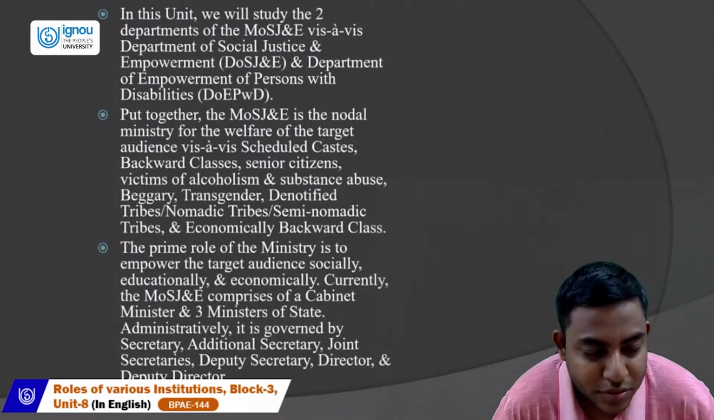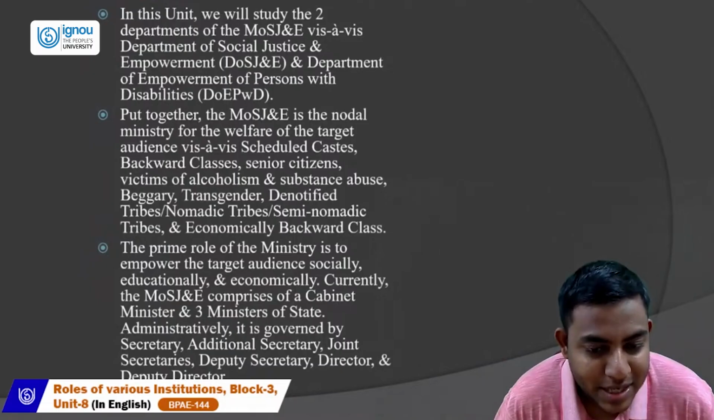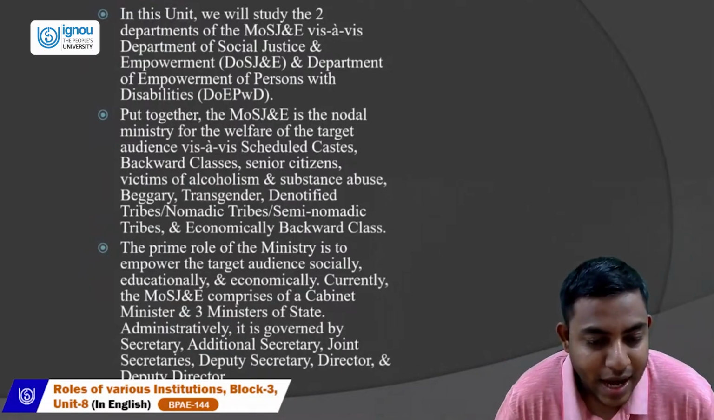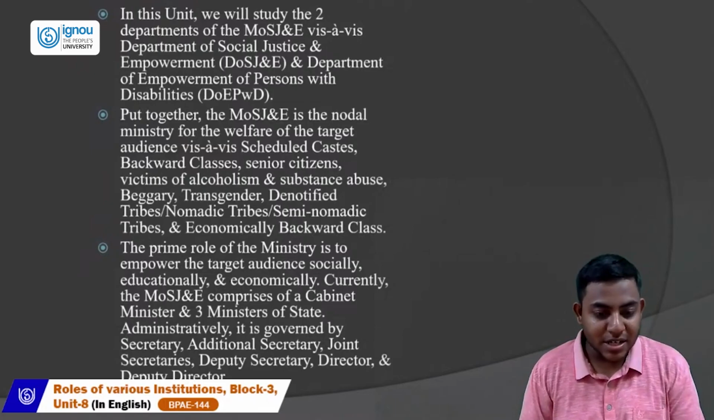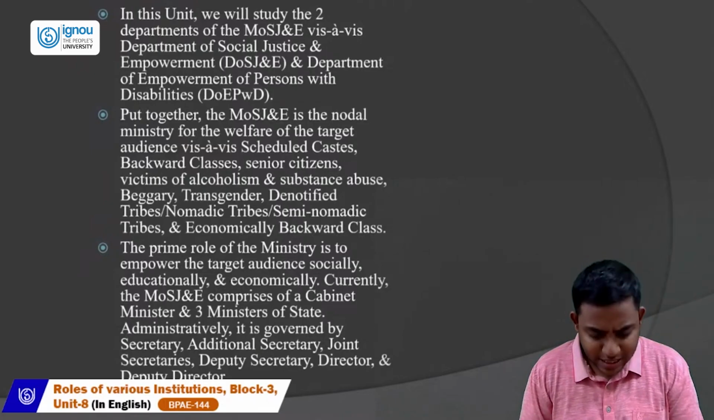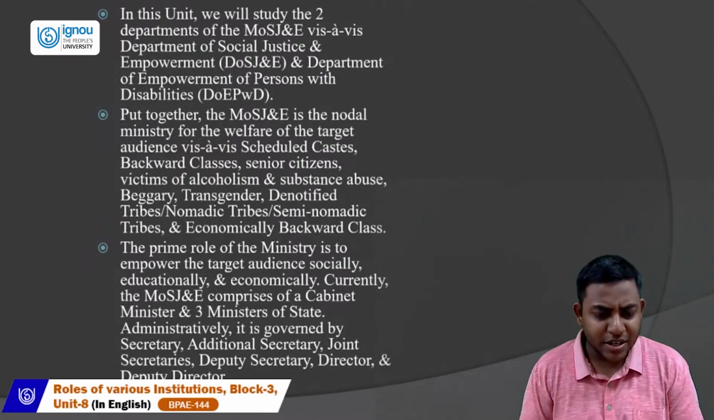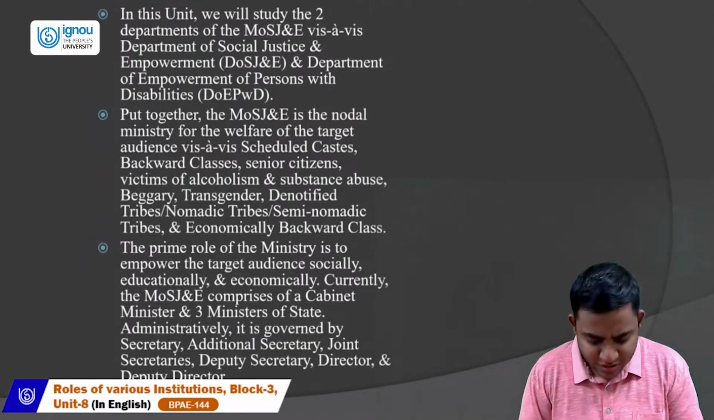Currently, the Ministry of Social Justice and Empowerment comprises a cabinet minister and three ministers of state. Administratively, it is governed by a secretary, additional secretary, joint secretaries, deputy secretary, director, as well as deputy director.